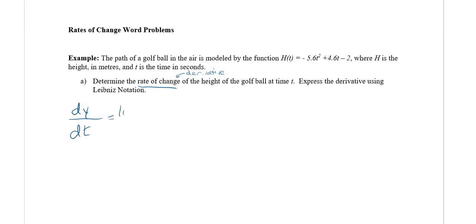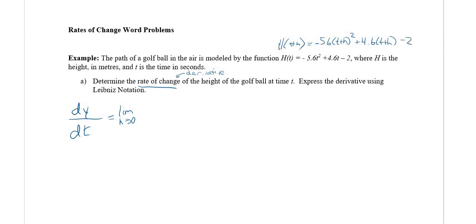and it's going to be the limit as h approaches 0. And then we're going to do h of t plus h minus h of t over h. Don't get thrown by the fact that there's a lot of h's here. Just keep track of which ones are capital, which ones are lowercase. That's going to be negative 5.6 t plus h squared plus 4.6 t plus h minus 2.